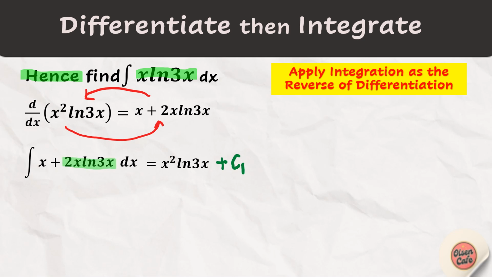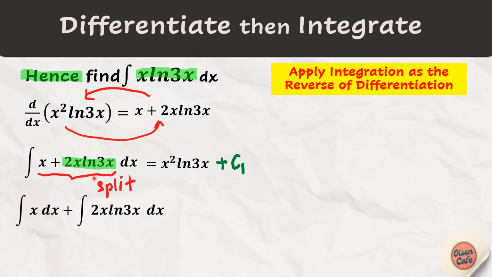If we make an observation, we will see a relationship between x ln 3x and this expression here. So my goal is to make the expression 2x ln 3x the subject. To do that, I will have to split the integral. When I split the integral, I will be able to get integral of x plus integral of 2x ln 3x. By doing this, my right hand side is still the same.